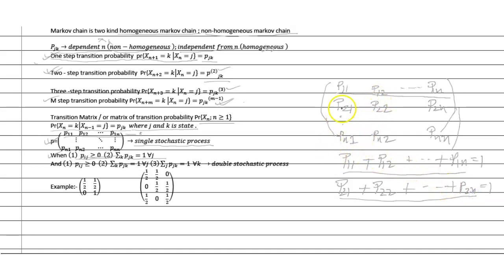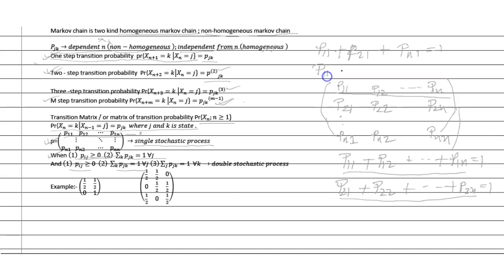That is the single case, but when it is double, we also say Pij is greater than or equal to 0, and the sum over k of Pjk equals 1, for all k. In here, P11 plus P21 plus ... Pn1 equals 1, where the column is fixed and the row is variable. Similarly, where the row is fixed but the column is variable, this kind of summation is also 1. So this is the double stochastic process. This process is double stochastic because we get P11 plus P21 plus ... Pn1 equals 1.